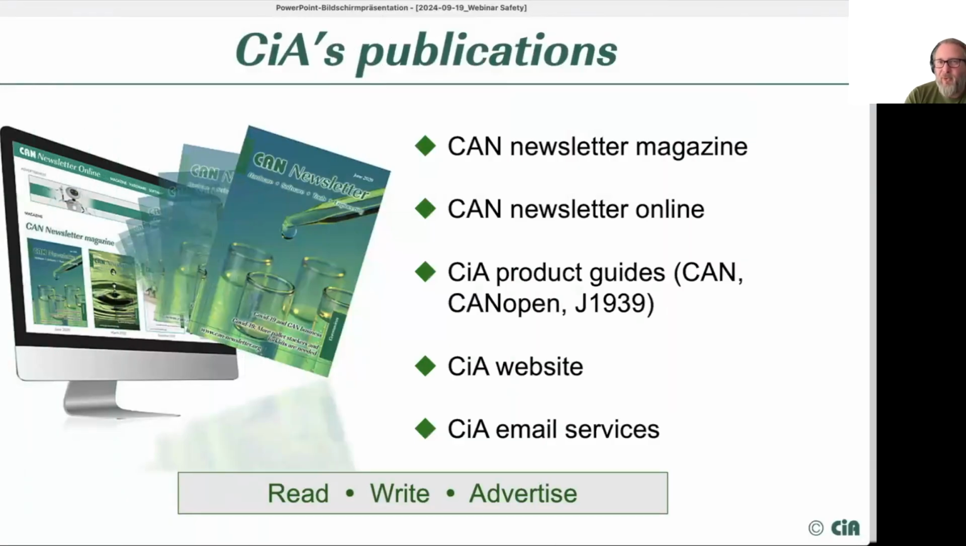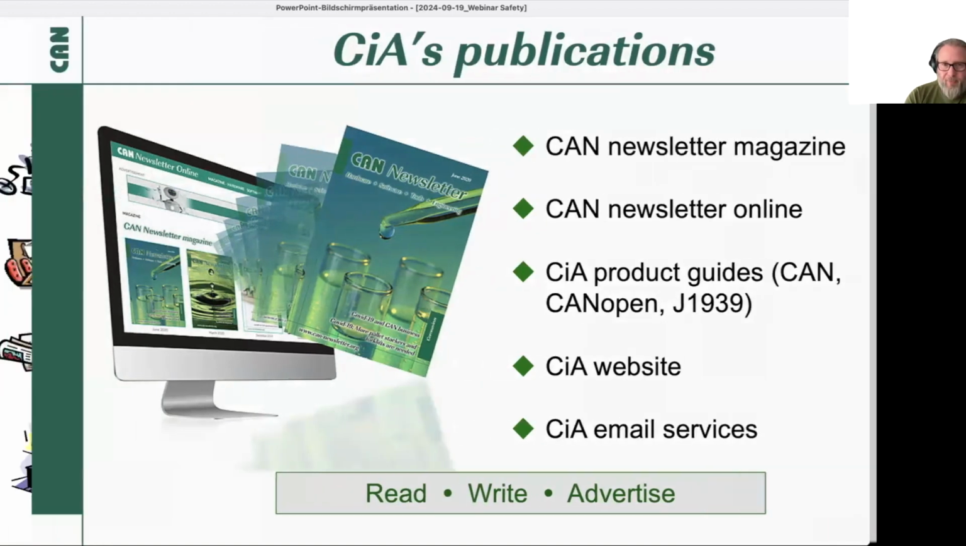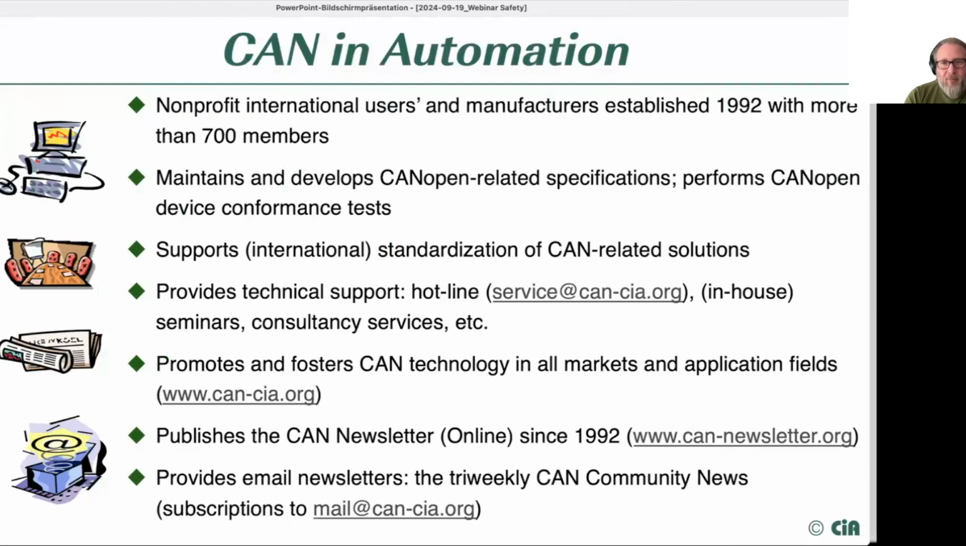As I said, we provide different publications, like our CAN Newsletter magazine, which you can download as a PDF, and it will also be distributed in paper at the Embedded World Conference in North America in 2 weeks. We also provide our product guides, and for more information we have our website and, if you want to join in, our email services. That basically sums up all the things which I have discussed right now.